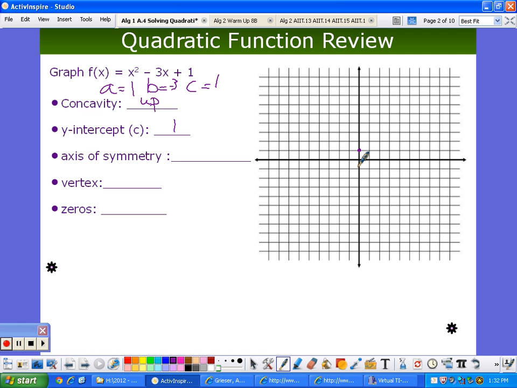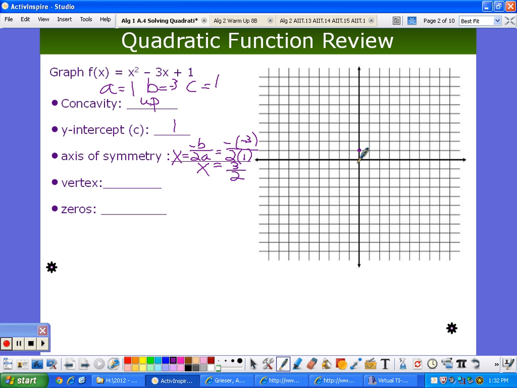Axis of symmetry. That's my line. X equals a number. Negative b over 2a is the number it's going to be. X equals negative b over 2a. So negative b is -3, so we're careful with those negatives. -3 is 3. 2 times 1 is 2. My axis of symmetry is x equals 3 over 2, which is 1.5.